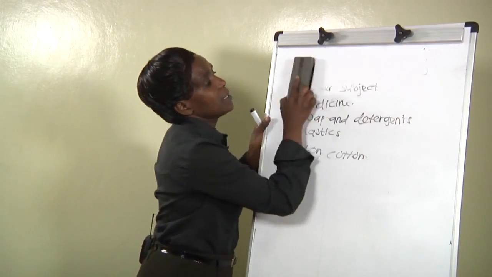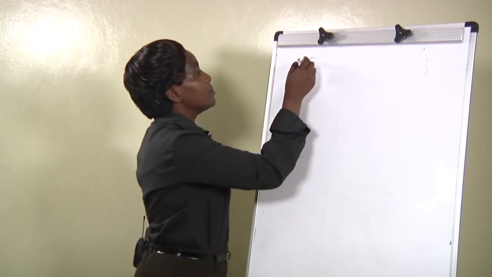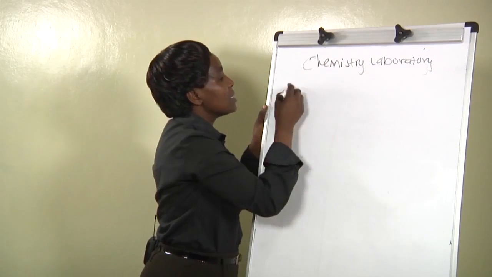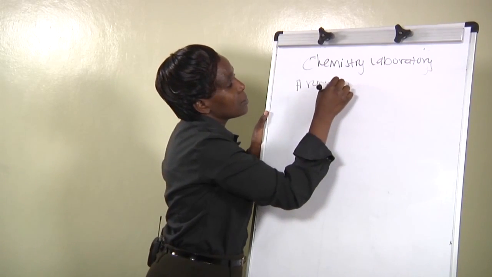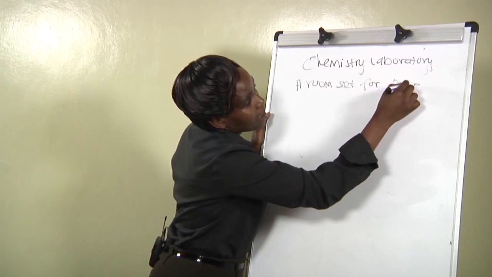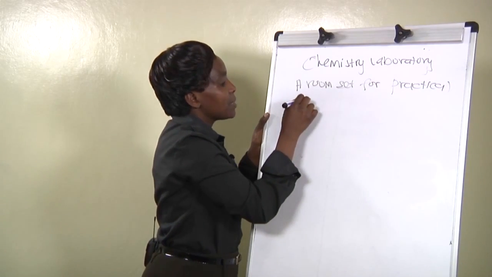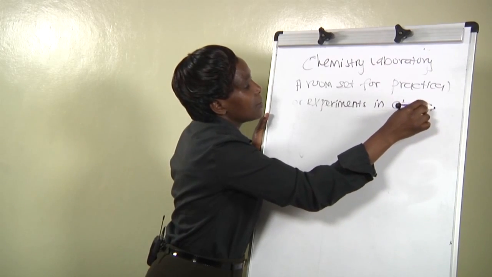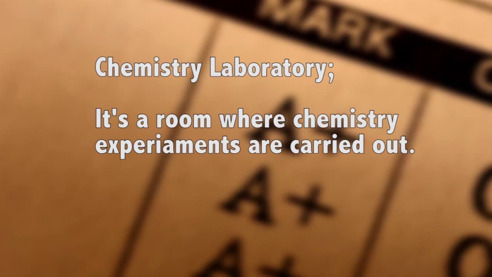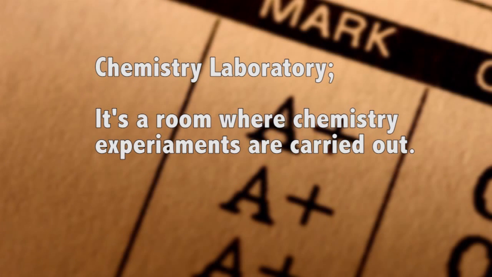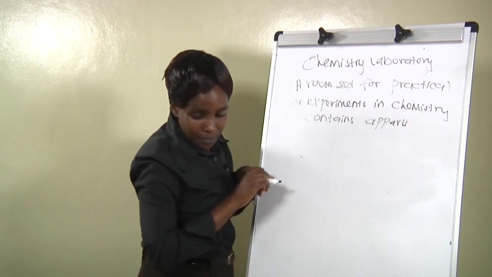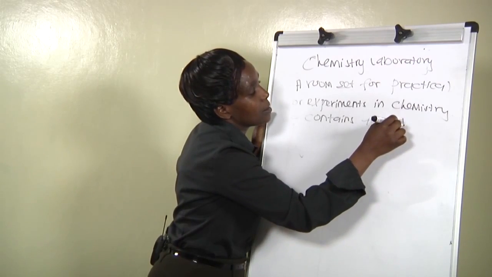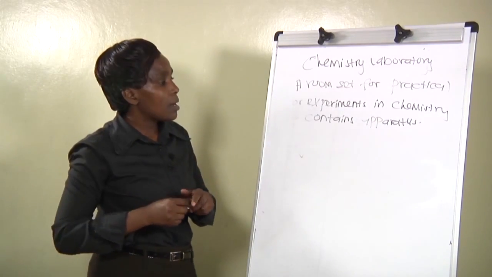Then we have looked at the chemistry lab. You say this is a room that is set for practicals or experiments in chemistry. And you have said it contains several apparatus. These are the apparatus we use to carry out the practical.